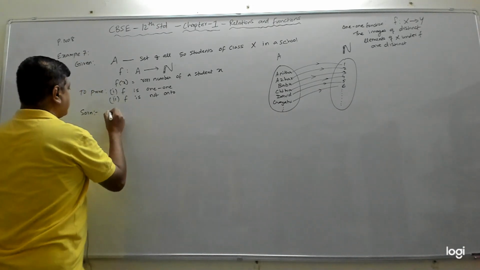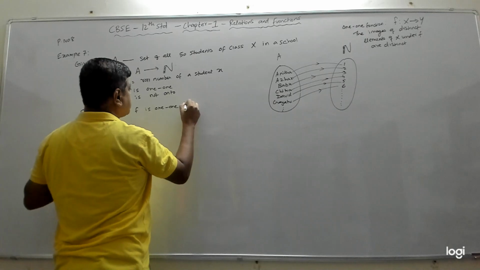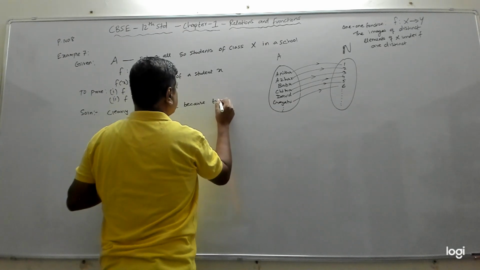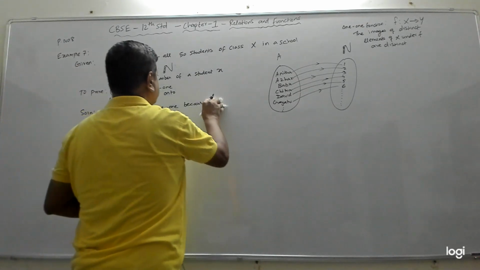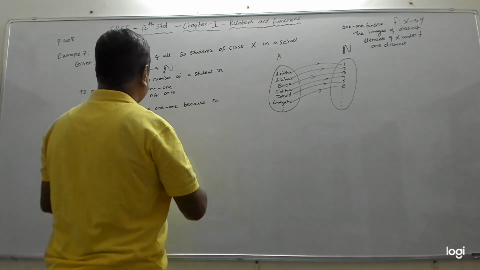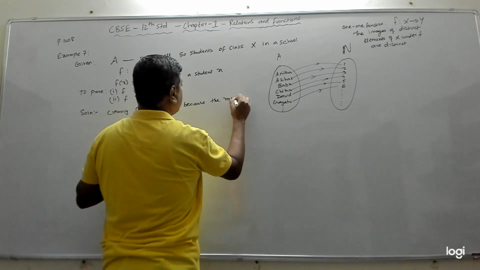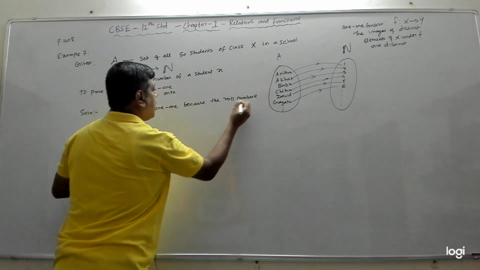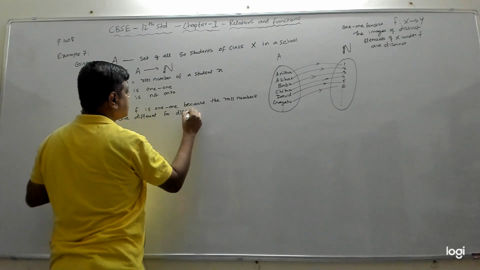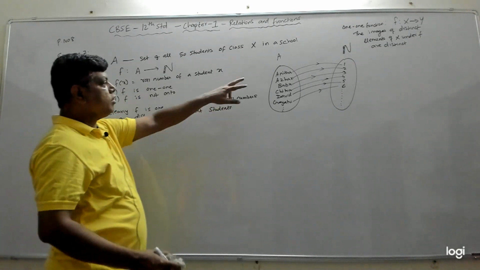So we'll say clearly f is 1 to 1 because the roll numbers are different for different students. Right? If there are two different students, they will have two different roll numbers.